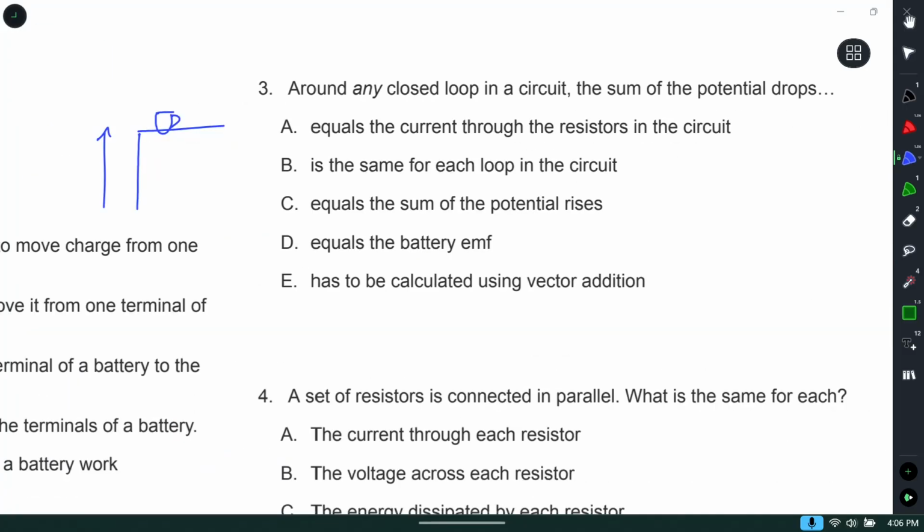All right, number 3, around any closed loop in a circuit, the sum of the potential drops. So when we look through these, does it equal the current through the resistors? No, potential and current are two different quantities. They don't even have the same units, so those can't be equal to each other. Is the same for each loop in the circuit? No, I could give an example of that.